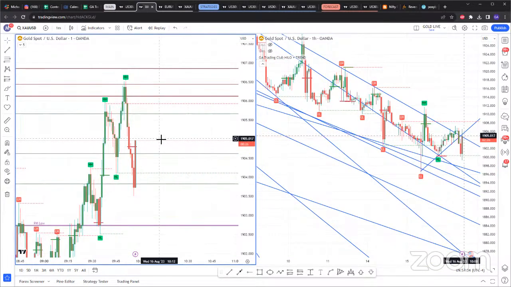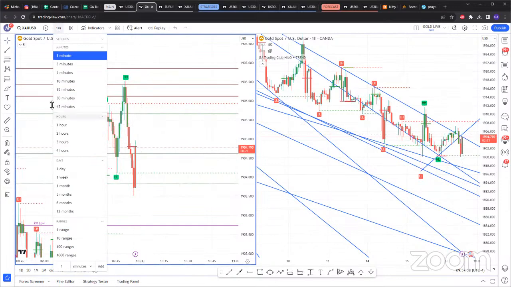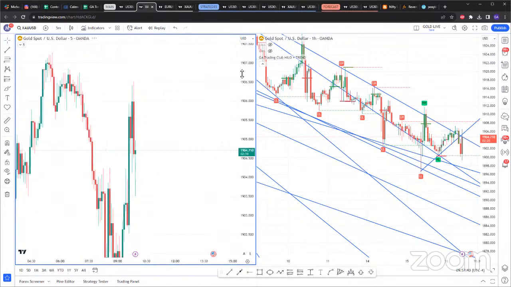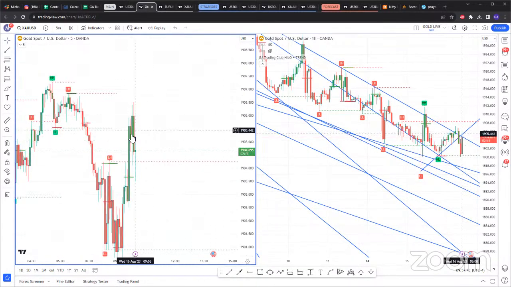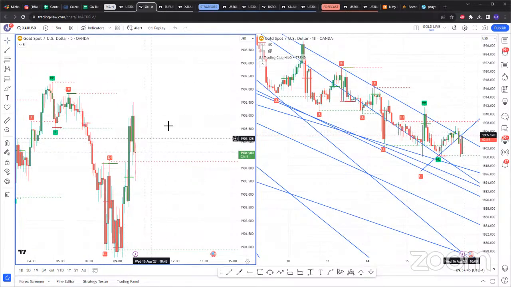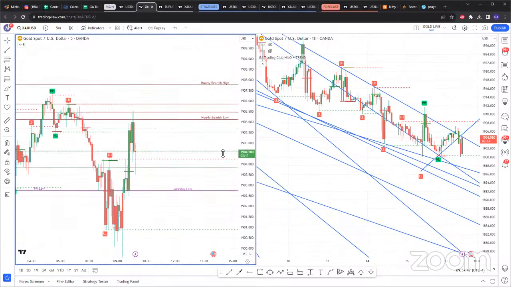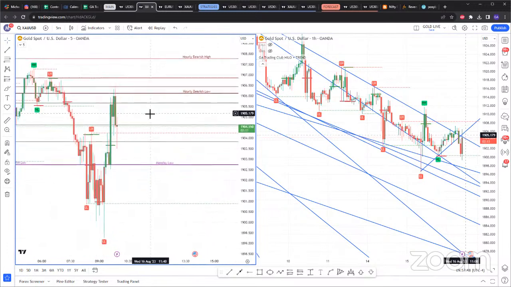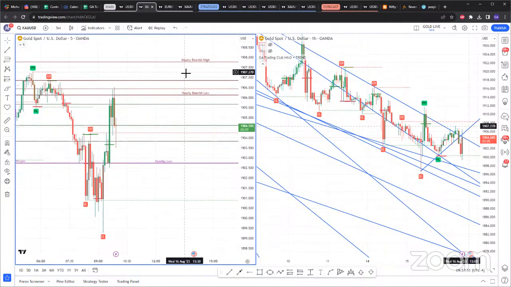Gold, same thing, right? This is the 1 minute entry, but to be safe, since I'm still looking for sells on gold, right there. So I'm looking for the same thing I just showed you guys on the 1 minute. I'm looking for the same thing on the 5 minute. So that will give you that nice confluence.